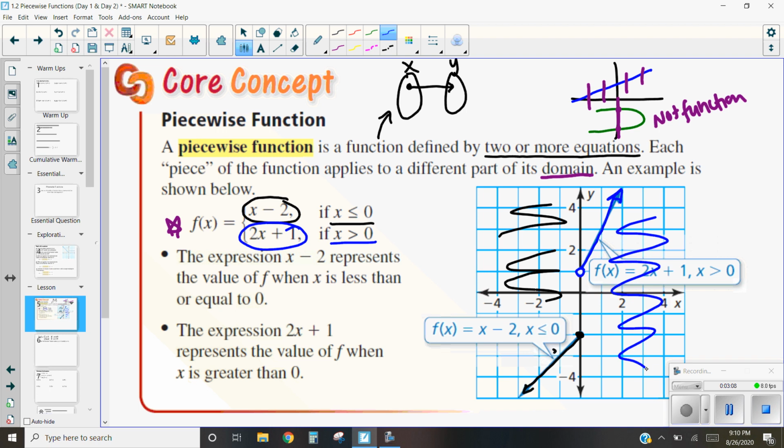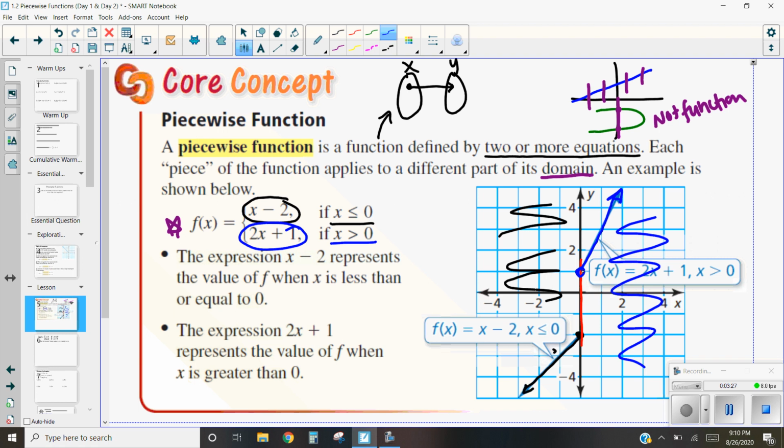So even though there are two different lines and they look like they're disconnected, right here, we can see that it still passes the vertical line test because this open dot means that it comes as close to a 0 as it possibly can, but it does not include it. Therefore, this is still a function.